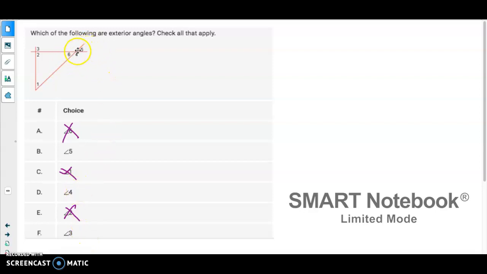So 5 would not be an exterior because it is a vertical angle, which means it's congruent with 6. So it's not going to be an exterior angle with 6. 4 here is going to be that exterior angle because it creates a straight line with angle 6. So 4, and then 3 you can see is also creating a straight line with angle 2, so it's going to be an exterior.